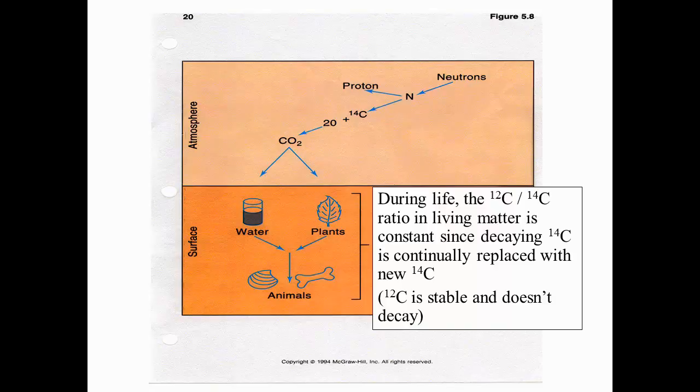Now, during life, whether we're looking at plants or animals or even water, the carbon-12 to carbon-14 ratio in living matter or water remains constant, since any decaying carbon-14 is continually being replaced by new carbon-14 from the atmosphere. Carbon-12 is stable and does not decay.